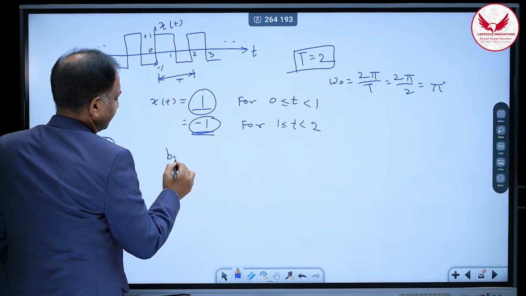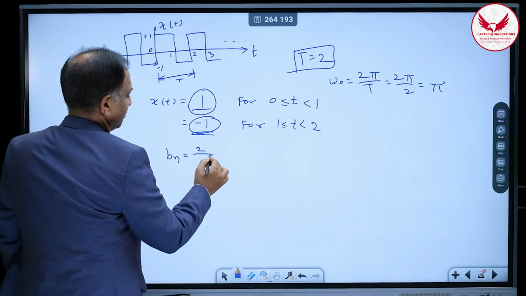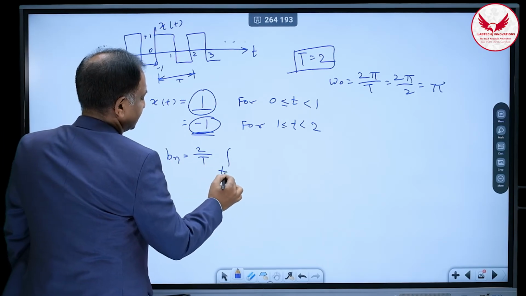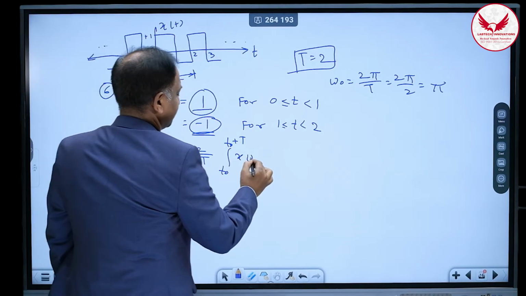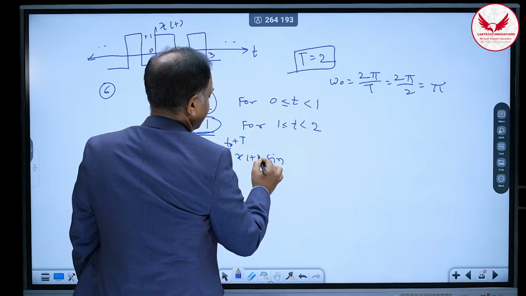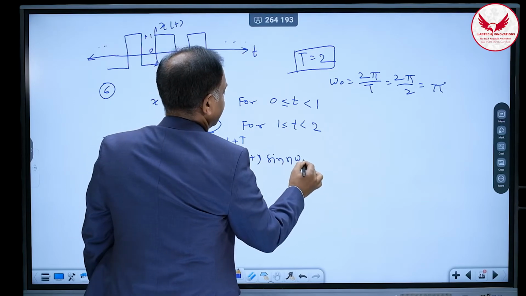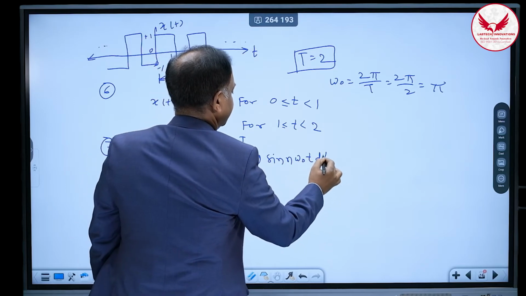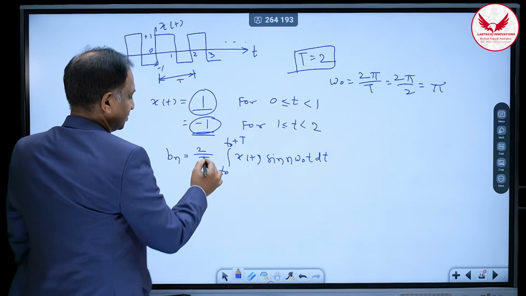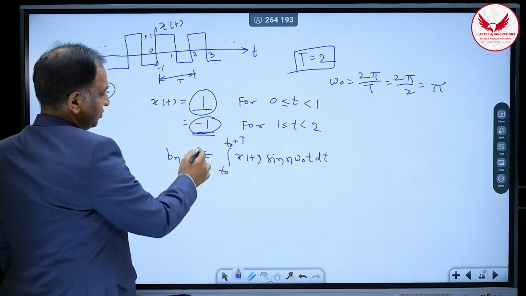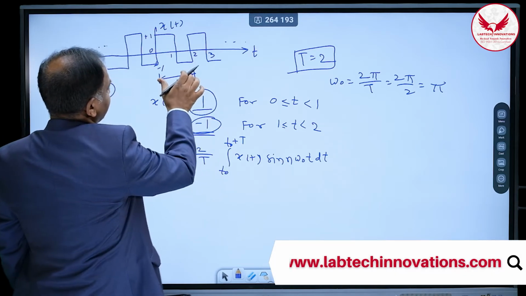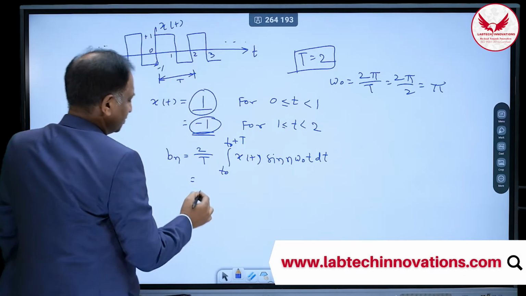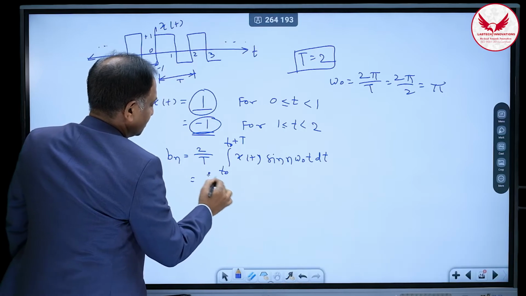So the bn coefficient is equal to, you know the formula, 2 upon capital T, integral from t0 to t0 plus capital T of x of t into sine of n omega 0 t into dt. So now you can substitute. The capital T is equal to 2. So 2 divided by 2 is equal to 1. And the integration will be from 0 to 2.